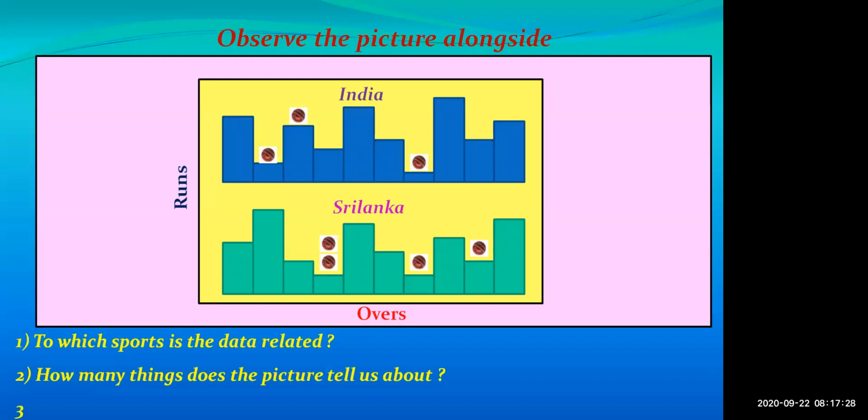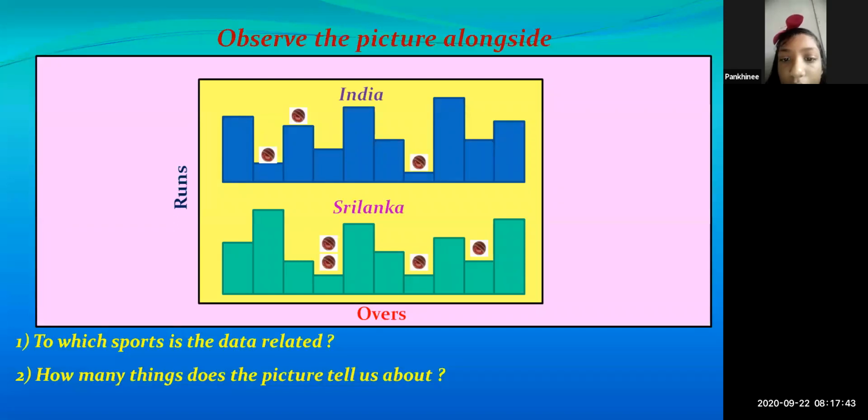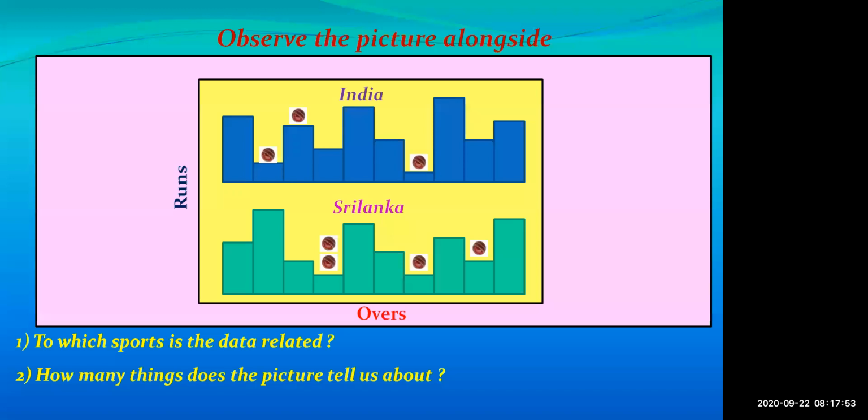Now, can you tell me how many things the picture tells us? What things can you see in this picture? Anyone? Yes, tell me. There were balls, runs, overs. Then there were two teams, India and Sri Lanka. Yes, very good. You can see here the names of the two teams. You can see the overs here. You can see the runs here. You can see the balls there. In which over which wicket has gone, so this data is showing.